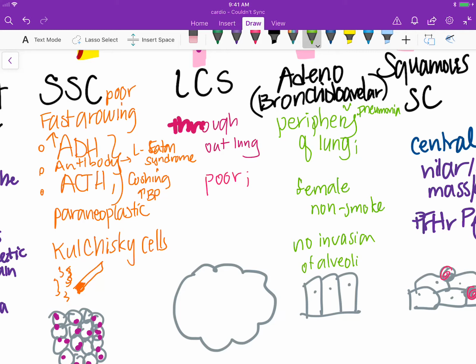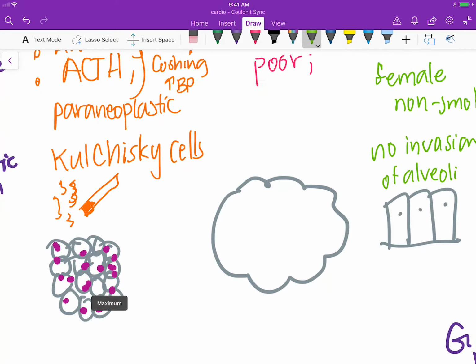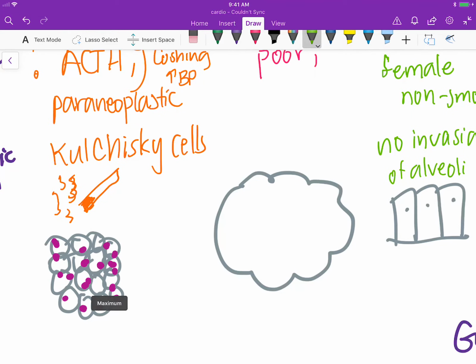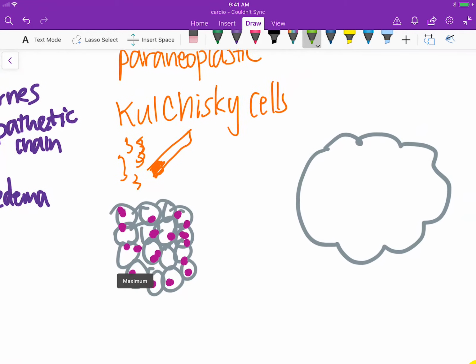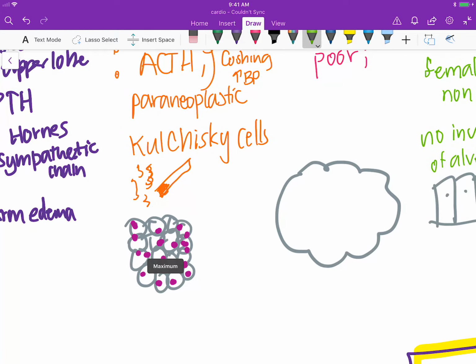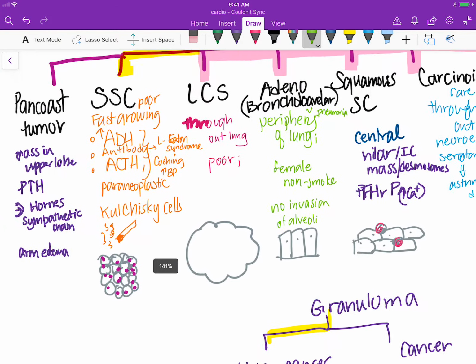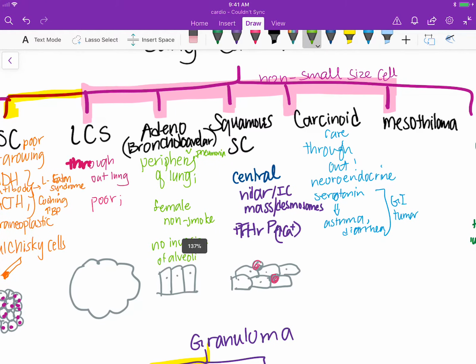Again, this is a brief overview. Lots of ACTH is going to give you Cushing's syndrome, high blood pressure. So this small cell carcinoma is a paraneoplastic syndrome, and I've drawn a picture of it. You can see the cells. They have a hyperchromatic nucleus. There are lots of cells. It's very undifferentiated, as you can see right here. And I've drawn a cigarette here, so it's cigarette smoke, and Cushing cells are found in SCC.